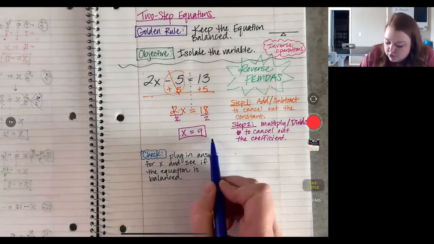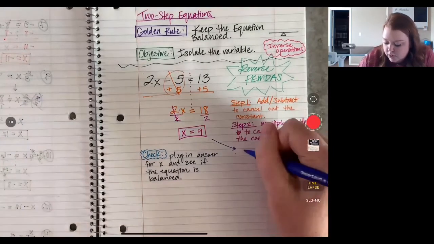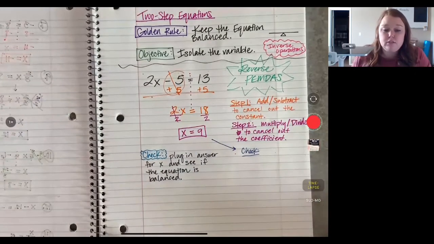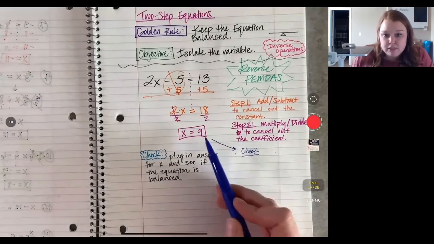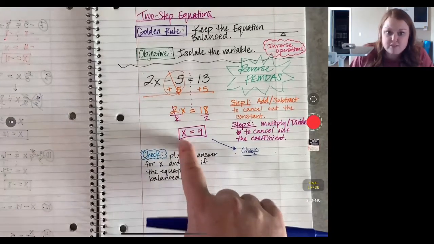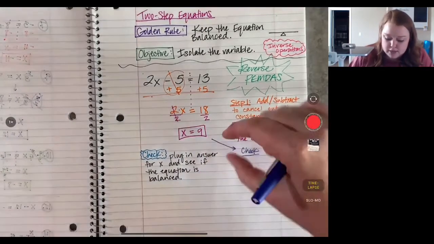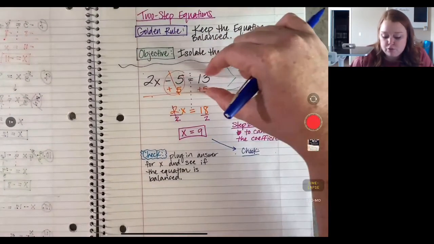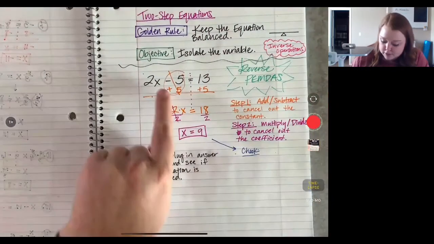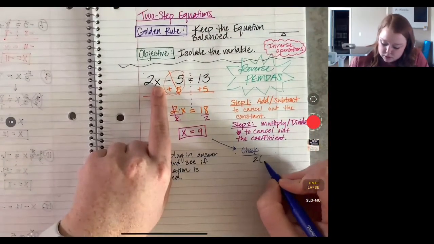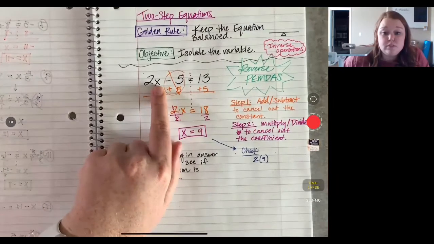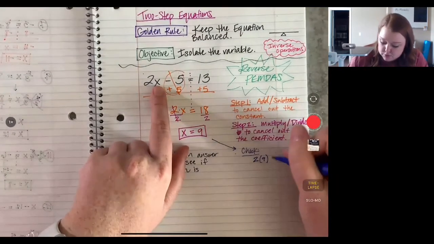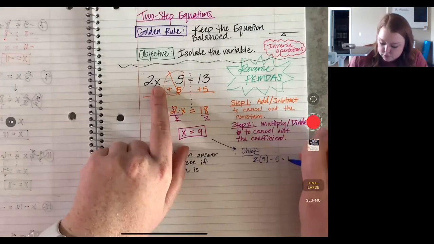Okay, so let's go ahead and do that. Let's do our check. Let's check to see if 9 is the correct value of x. So I'm going to plug in my answer for x, because if we're saying that x is 9, well, let's go ahead and replace x with 9 up there. Okay, so I'm going to rewrite this original equation, but I'm going to plug in 9 for x. So I would now have 2 times 9. Notice I use parentheses. I do that a lot when I substitute. I recommend that you do the same. 2 times 9 minus 5 equals 13.